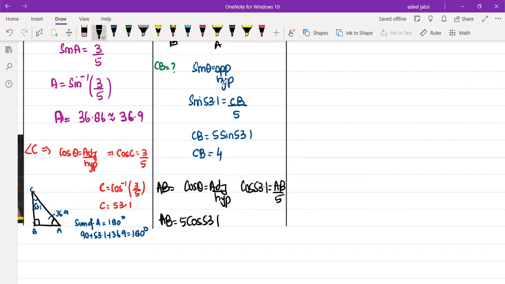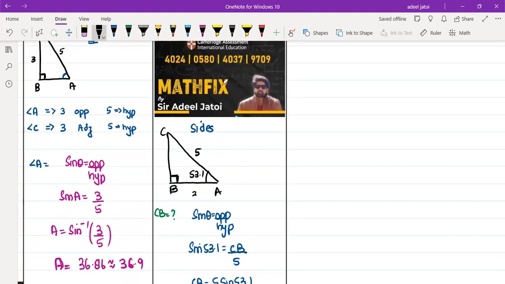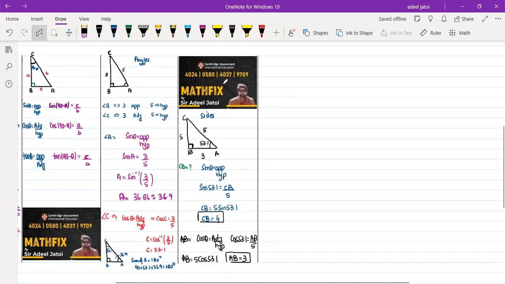The only difference is sine and cos. So AB will be 3 and CB is 4. So here we can always find out the sides using the angle and the given side. When will tan be used? When the opposite or the adjacent is given and the hypotenuse is not given, then tan can be used particularly.